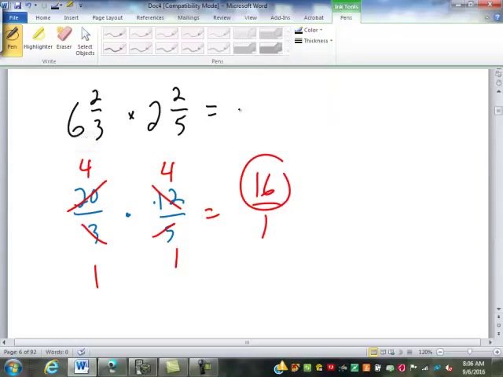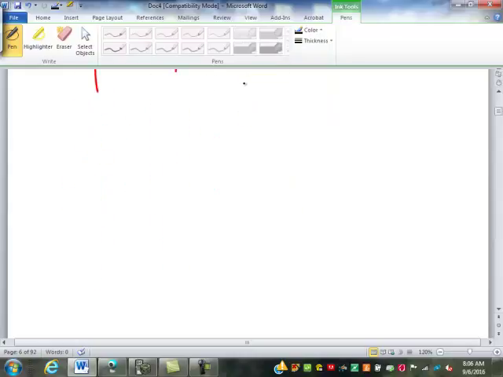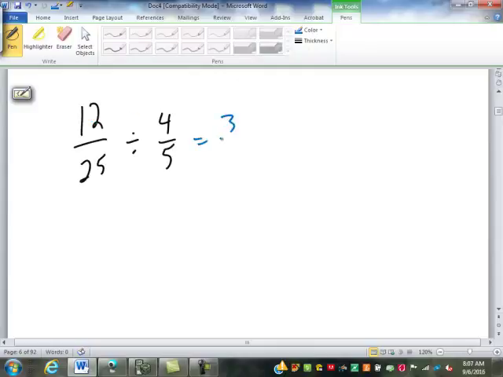Okay, so next on our list is division. We've said before, when we multiply, we multiply straight across. And division follows the same rules as multiplication. So if I have 12/25 divided by 4/5, can I just do 12 divided by 4 is 3, and 25 divided by 5 is 5? Does that work? Well, is that the right answer? Sure is. That is the right answer.